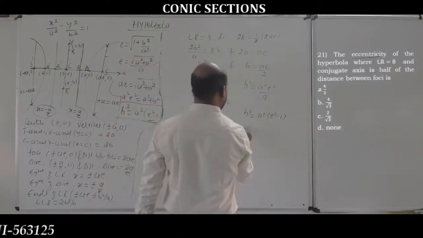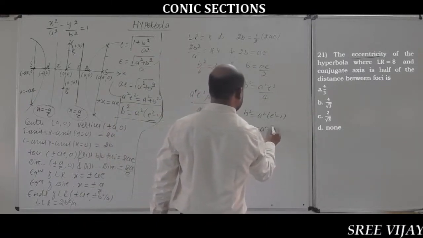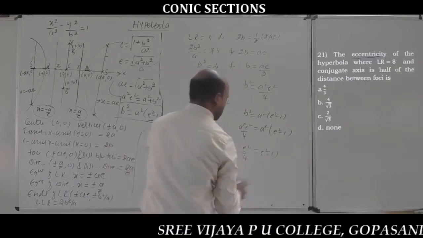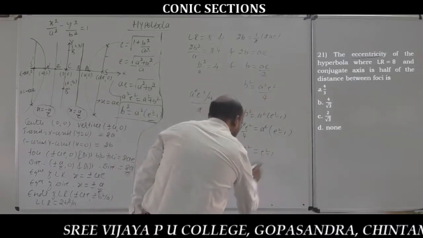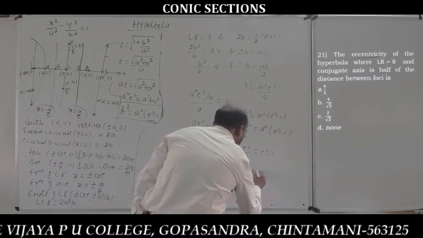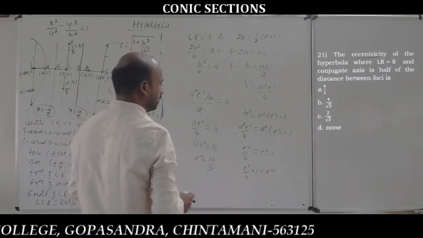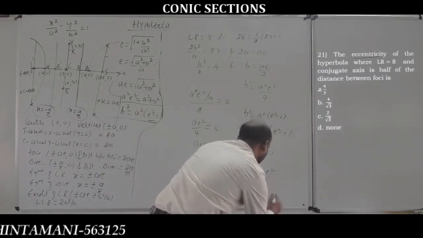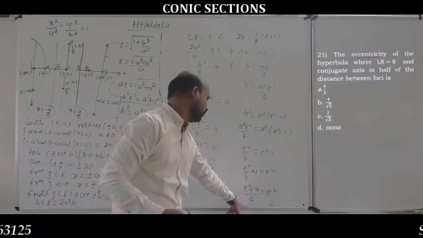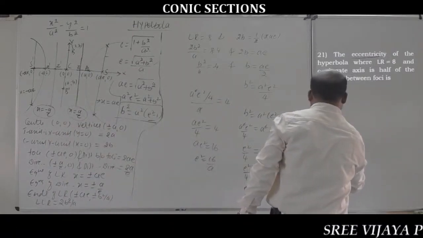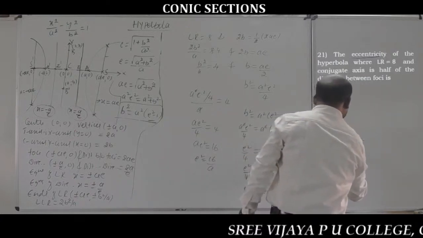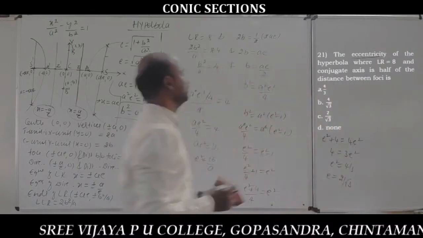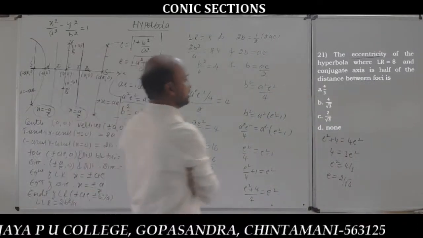So for b square, I write the value a square e square by 4. Here a square is there, and here e square minus 1 is there, these two cancel. Okay, e square by 4 is equal to e square minus 1. Taking it to the other side, e square by 4 plus 1 is equal to e square. So e square plus 4 by 4 is equal to e square. So e square plus 4 is equal to 4e square. So 4 is equal to 3e square. E square is equal to 4 by 3. E is 2 by root 3. So your answer is option C.